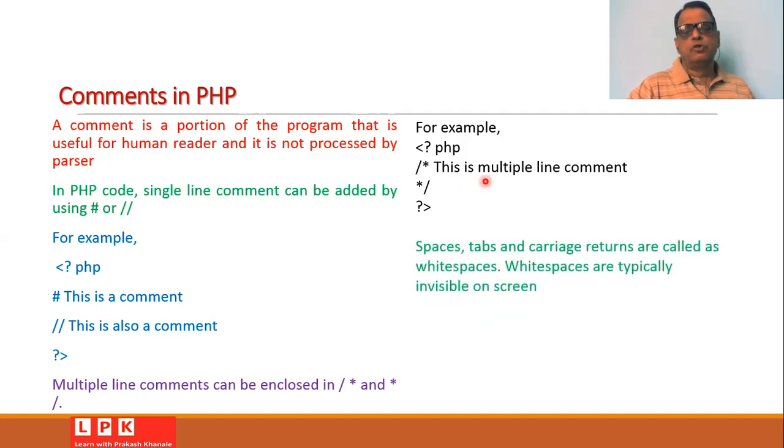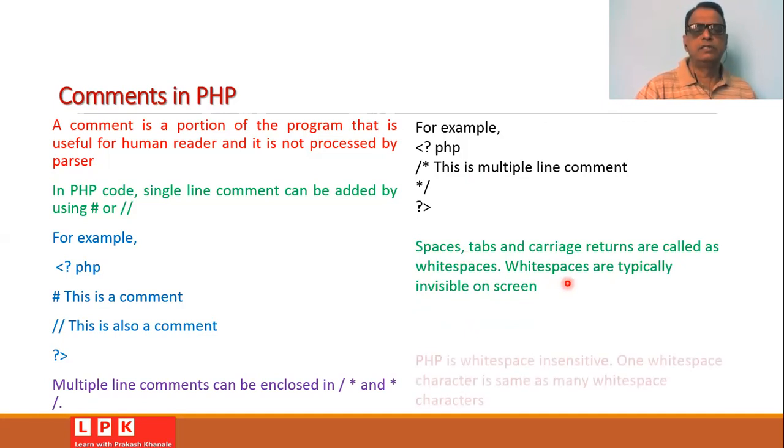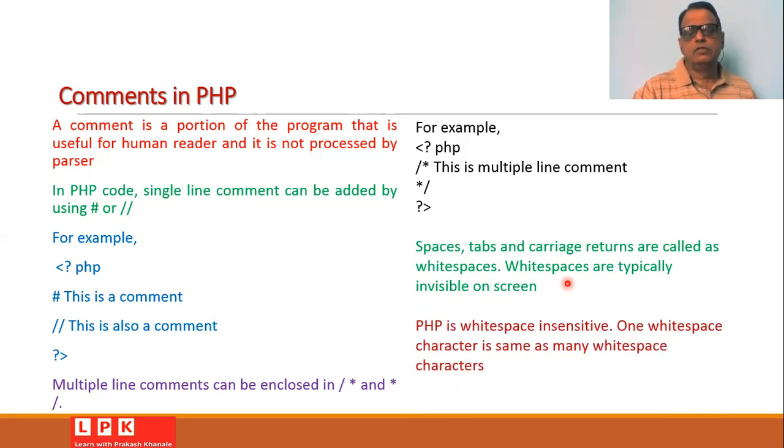It is also possible to use spaces, tabs, or carriage returns while writing code in PHP. The spaces, tabs, and carriage returns are called white spaces. White spaces are normally not seen on the screen, but they are present in the code. As far as PHP is concerned, PHP is white space insensitive. That is, one white space character is the same as many white space characters.